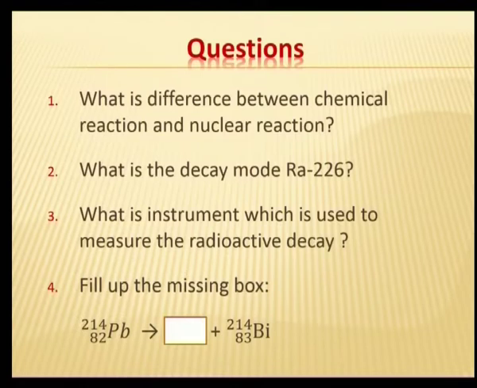With this, we will now pass on to the question session. The questions to be asked are: what is the difference between a chemical reaction and a nuclear reaction? What is the decay mode of radium 226? What is the instrument used to measure radioactive decay? Fill up the missing box. Lead undergoes a radioactive decay. You have mass 214, 214 here, 82 here, 83 here, fill up the box here, lead going to bismuth.